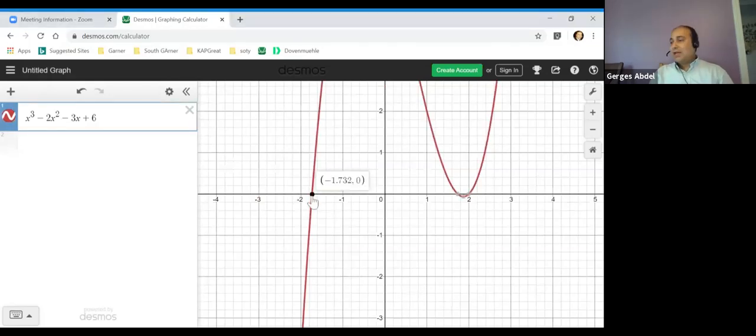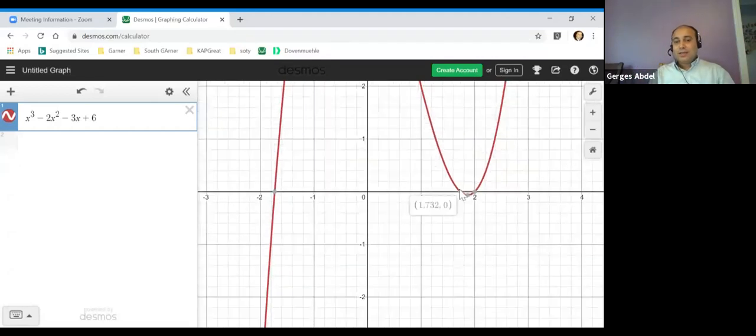So obviously, I'm not going to pick this point because it is not an actual rational point. It's irrational. I am not going to pick this one. I will pick this one, the 2 and 0. And that would be my first point.